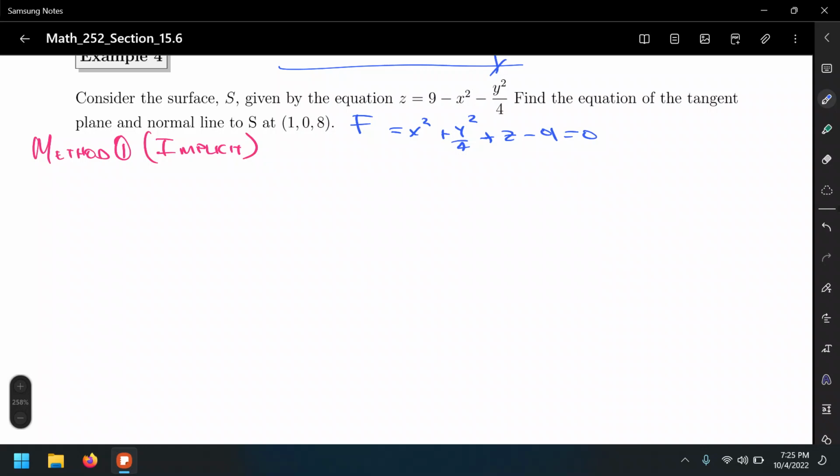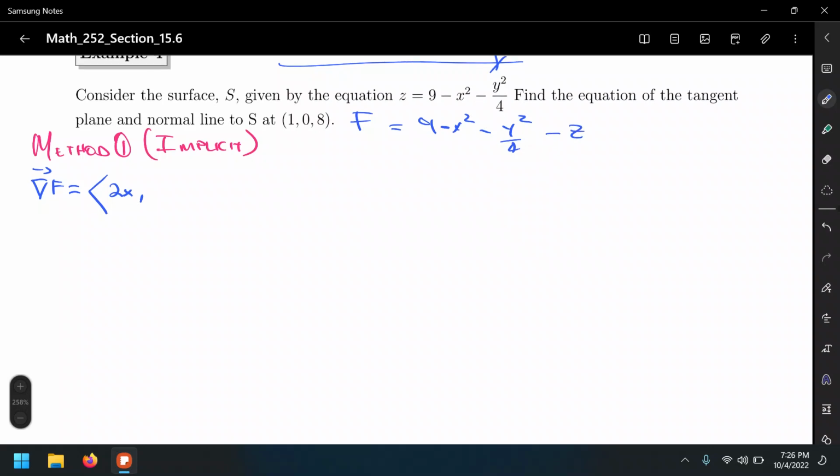Number one, tangent plane. So we need to find the gradient, which in this case is going to be 2x, 2y over 4, which is y over 2. Actually, what I did in my notes, let me do it the other way: 9 minus x squared minus y squared over 4 minus z, because I don't want to get the wrong results. So that's going to be negative 2x for the gradient and negative y over 2, comma negative 1, which is the derivative with respect to z. So that's the gradient.